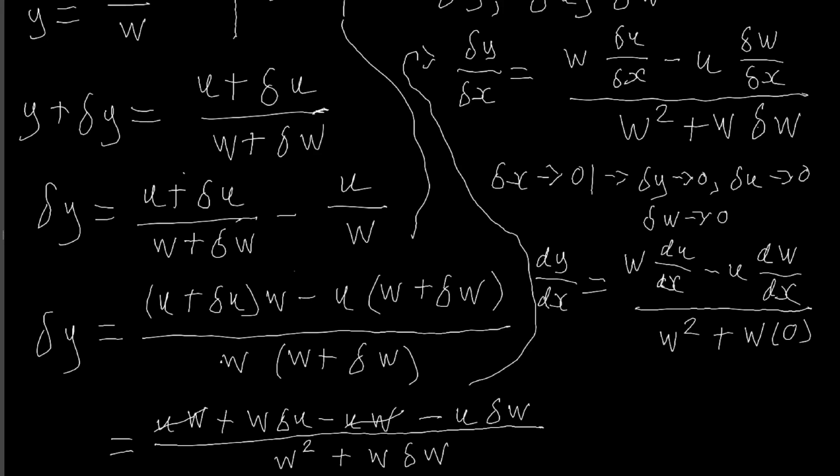All of this is now going to be divided by w squared plus w multiplied by 0, because delta w here is approaching 0. So w times 0 completely cancels out of the equation, and we're left with our quotient rule here. The derivative of y with respect to x is equal to w times du over dx minus u times dw over dx, all of this divided by w squared.